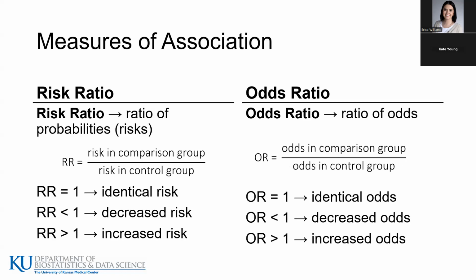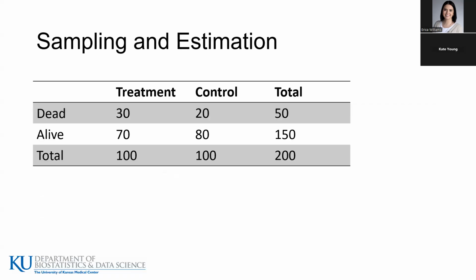The interpretation of the risk ratio and the odds ratio is similar. A risk ratio of 1, or an odds ratio of 1, indicates that the treatments are identical. Less than 1 means decreased risk or decreased odds, and greater than 1 means we have increased risk or increased odds.